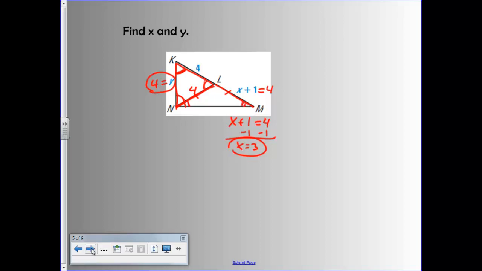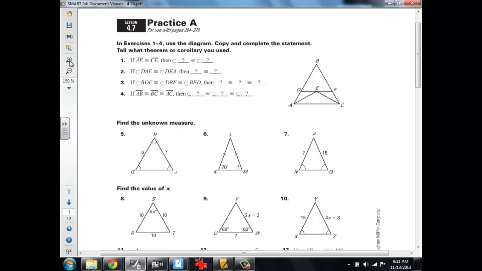Got it? Makes sense? In exercises 1 through 4, use the diagram, complete the statement, and tell what theorem or corollary you use. So here's where you have to have your notes handy. Don't put those notes away. Number 1, if AE is congruent to CE, here's AE, here's CE.